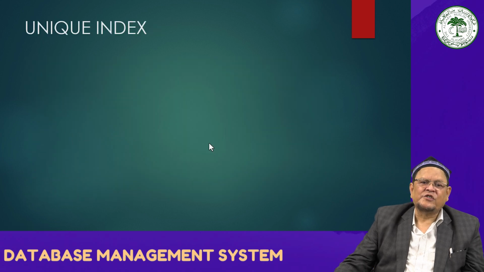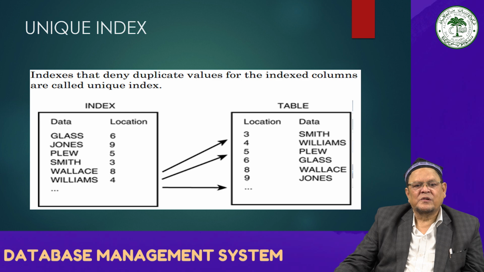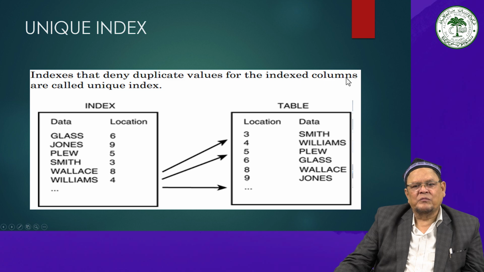Then the next is unique index. An index that denies duplicate values for the index column is called a unique index. See here, you can deny all the repeated Smith values, and it will remove the duplicate value, then we can say unique index.